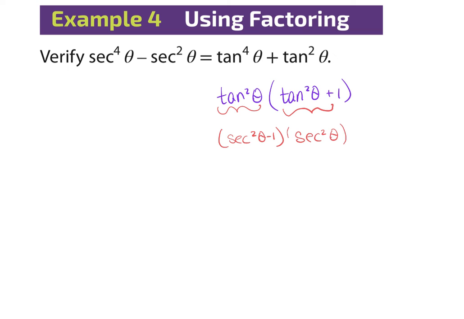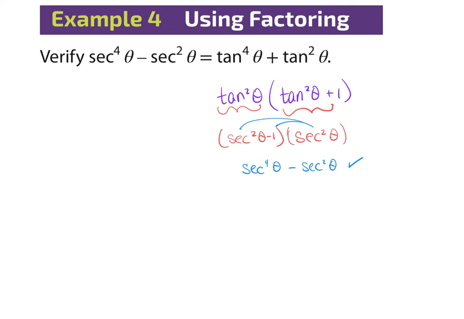Well, I now have two things being multiplied, so I can just distribute, right? Secant squared times secant squared is secant to the fourth. Secant squared times negative 1 is negative secant squared. And that's the same thing. I could have done that over here. I could have pulled a secant squared out, and I would have had secant squared minus 1. Well, that's tangent squared, and I could have replaced secant squared with tangent squared plus 1, distributed, and I would have gotten tangent to the fourth plus tangent squared. So either way, you could have done those.